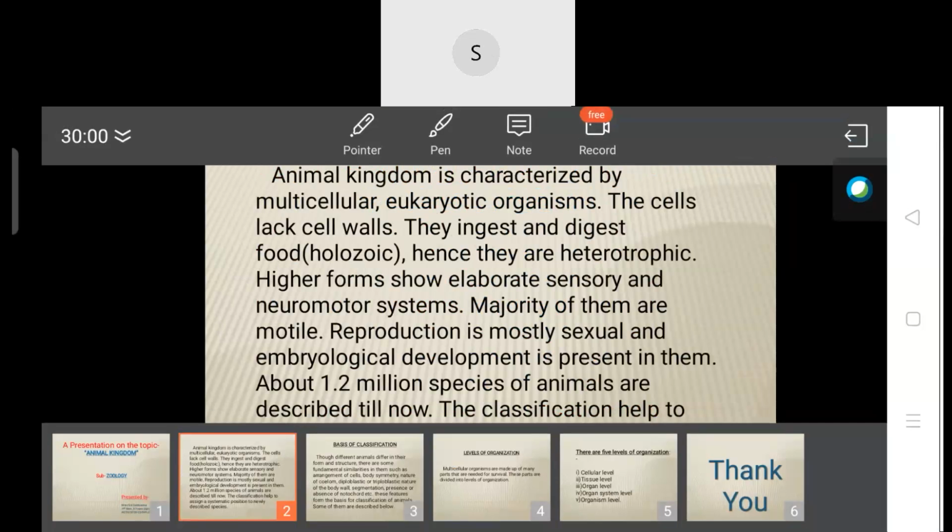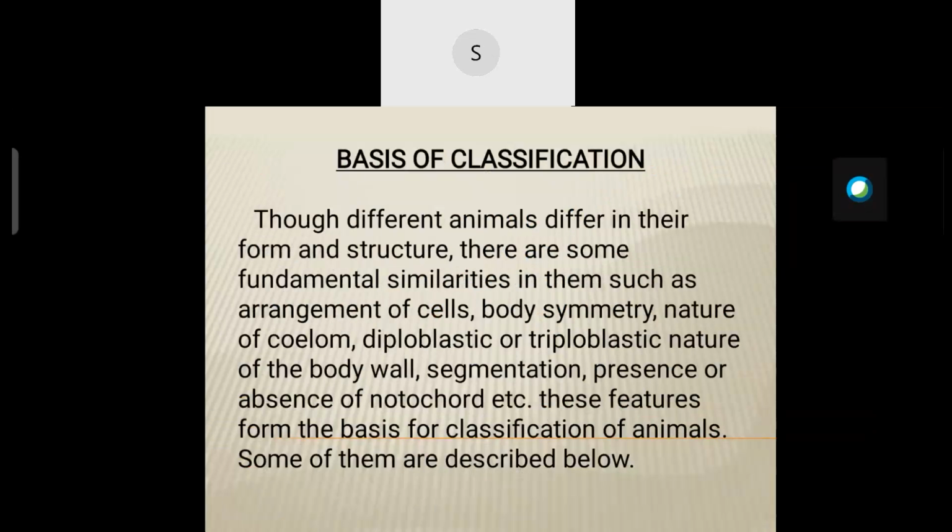Next, basis of classification. Though different animals differ in their form and structure, there are some fundamental similarities in them, such as arrangement of cells, body symmetry, diploblastic or triploblastic nature of the body wall, segmentation present or absent, etc. These features form the basis for the classification of animals. Some of them are described below.